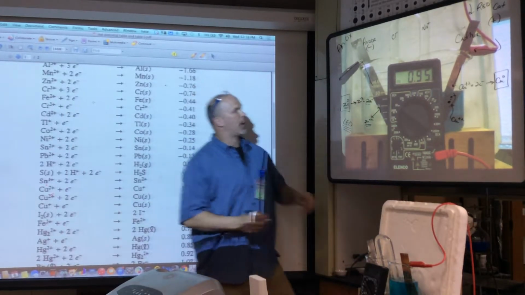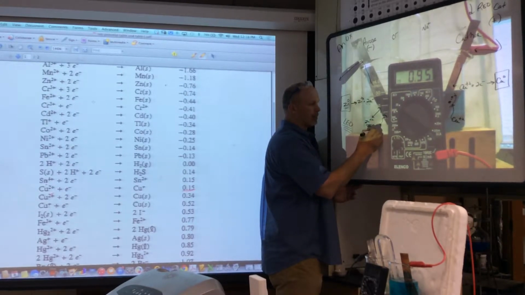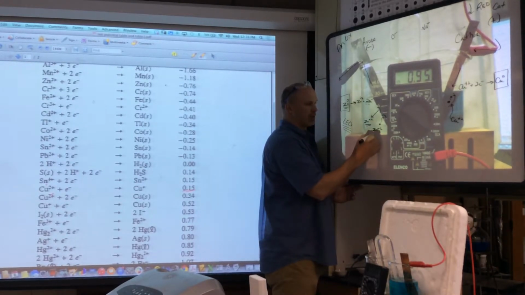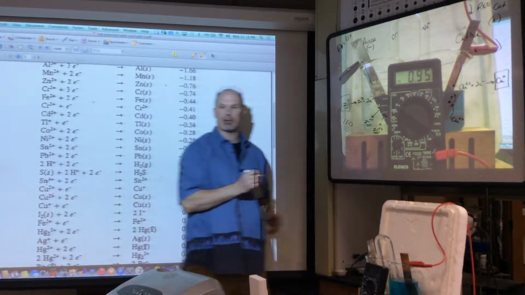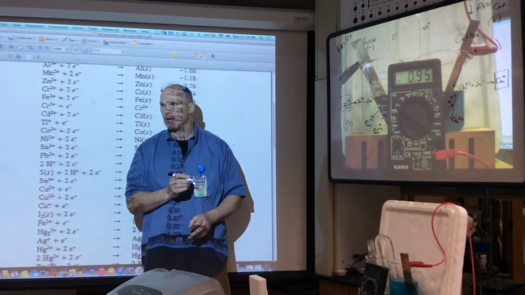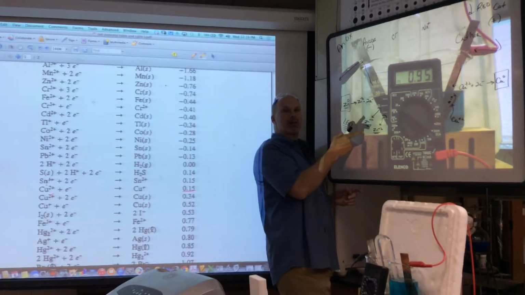Now, over time, what's happening to the amount of my solid zinc? It's becoming what? Zinc plus 2, right? What's happening to the amount of my zinc plus 2 over time? Is it increasing, decreasing, or staying the same? It's increasing. This beaker is getting positive.